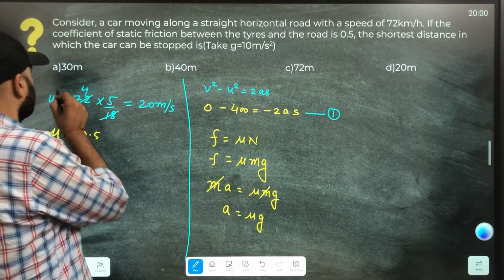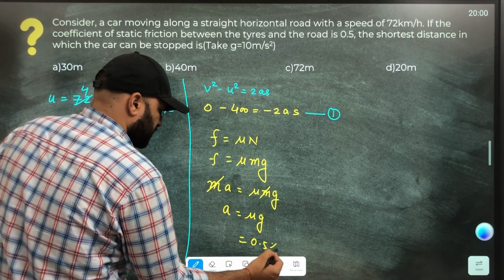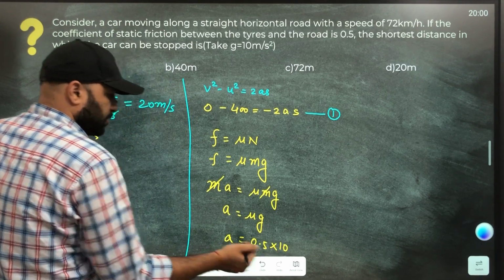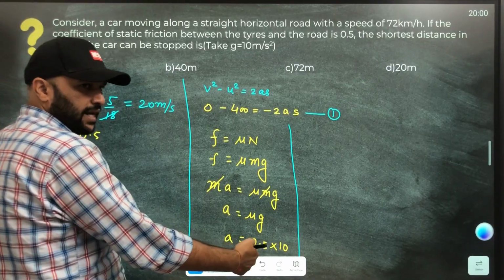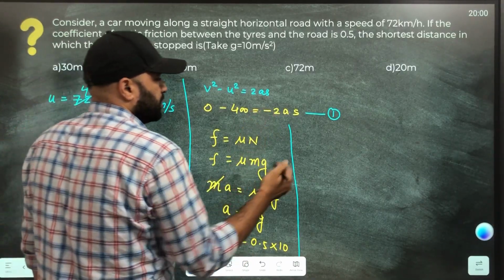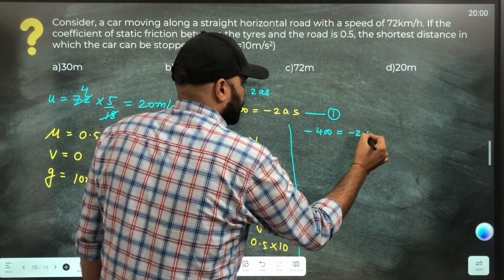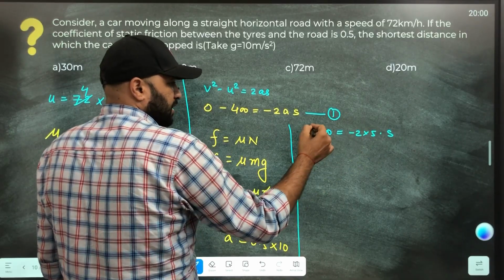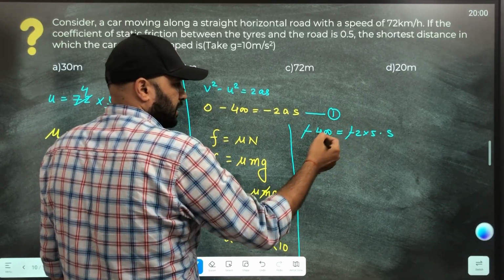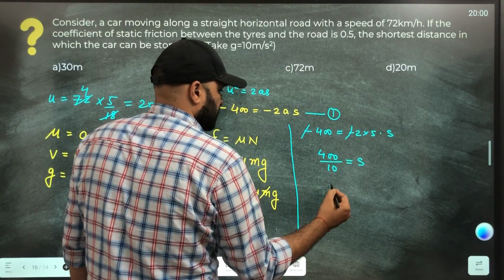And what's the coefficient of friction on this horizontal road? 0.5. So 0.5 into g, which is 10. So a will be equal to 5. And it will be negative, correct? So a is minus 5, retardation. Let's substitute here. It will be minus 400 equals minus 2 into 5 into s, correct? 2 fives are 10. Let's cancel out this minus with minus, and 10 goes to that side. 400 divided by 10, this is the distance s, which is 40 meters.